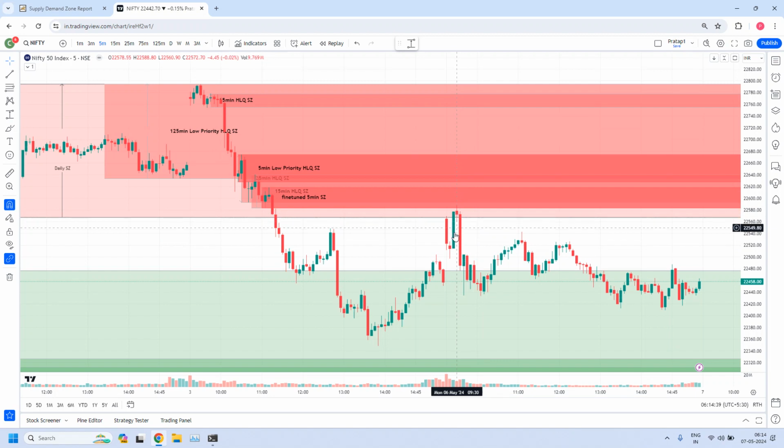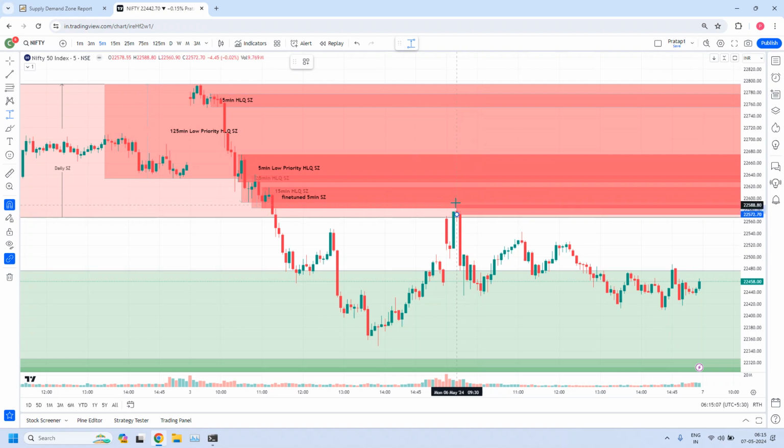You should also notice it has created a new zone again, rally base drop. That is what happens from high liquidity zones most of the time. So the 15 minutes high liquidity supply zone again created a new fine-tuned 5 minute zone, this rally base drop. But this rally base drop and the fine-tuned 5 minute supply zone we already had, they are all LOTL zones. Maybe you can draw a zone like this.